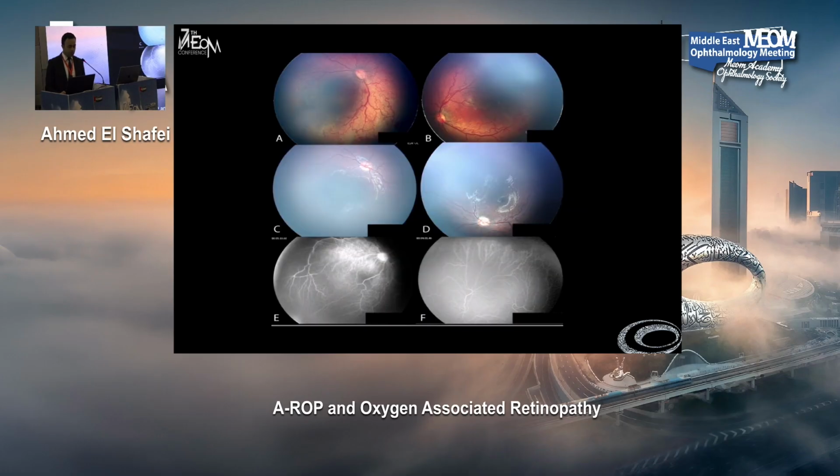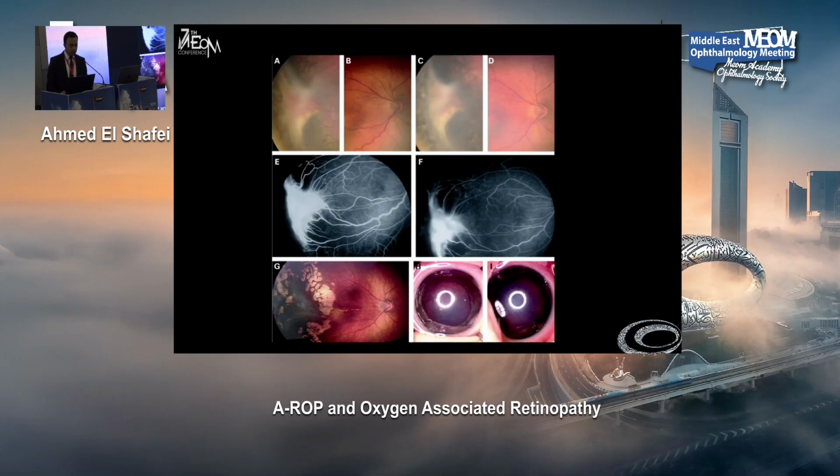This is another example of aggressive ROP treated with injection. We have the peripheral avascular retina that needs follow-up. This is also an aggressive ROP that was treated with only laser, and this is why injection is better, because with lasering all the avascular retina, you can see here the dragging of the macula and the thick fibrovascular membrane.